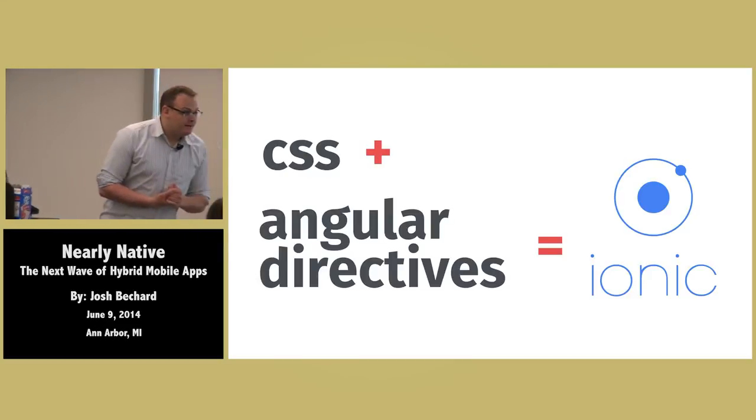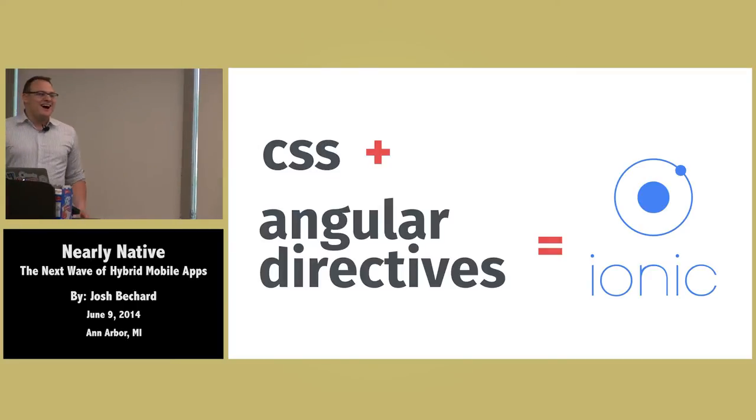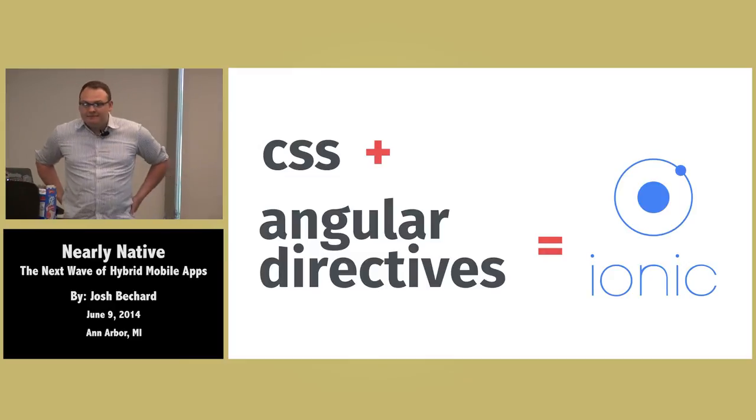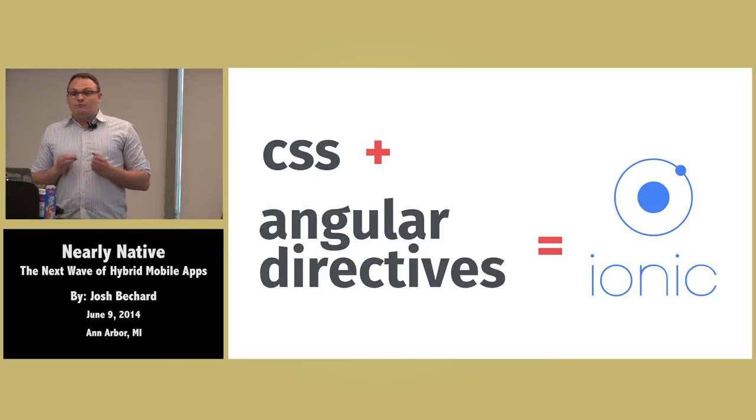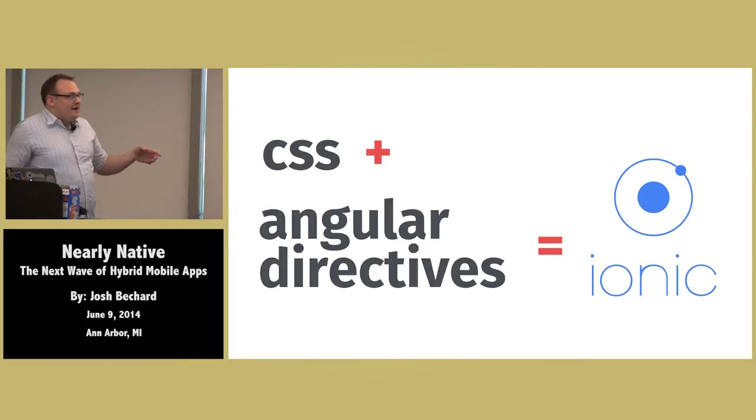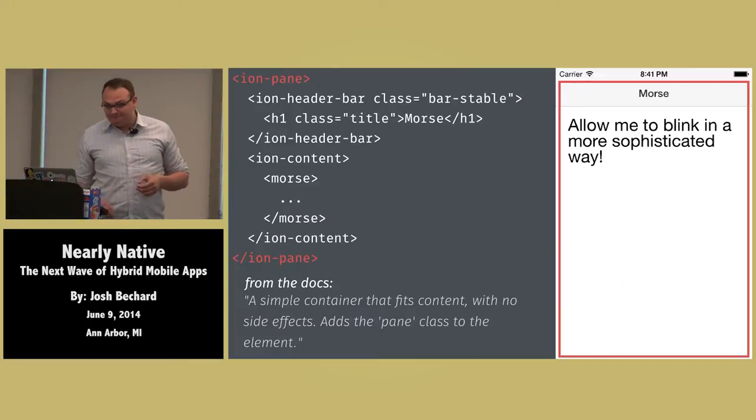Yes, it is still beta. They're getting really close to a release, though. It's 1.0.0-beta-something or another, and I think their goal is to release a full 1.0 very soon. But what is Ionic exactly? It's CSS and Angular directives. That's the simplest way that I can put it. And we've seen how powerful directives can be, resurrecting the blink tag into something revolutionary and new, world-changing, creating our own elements that let us do a lot very quickly.